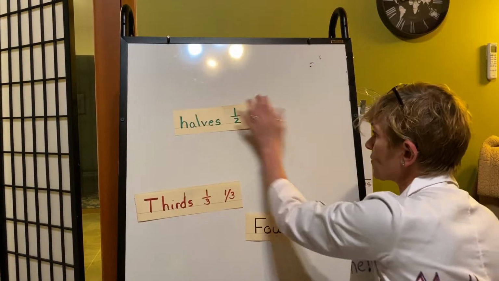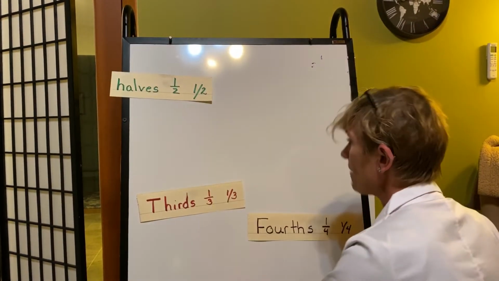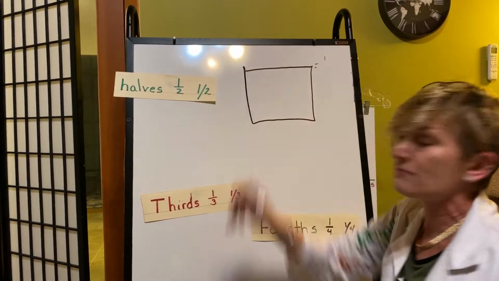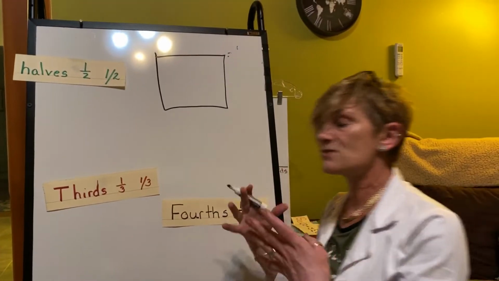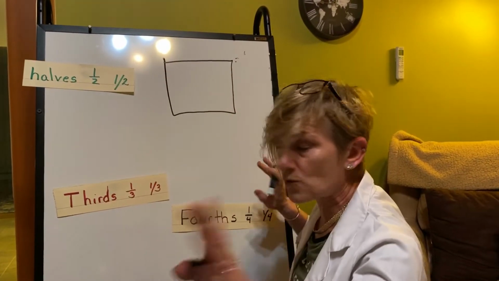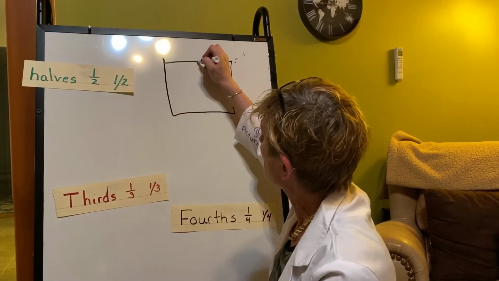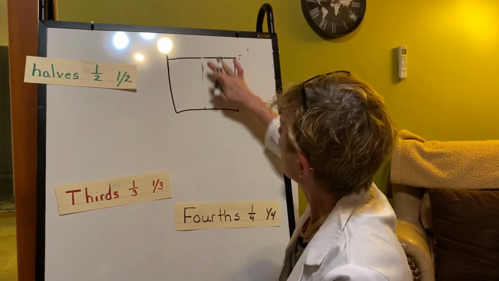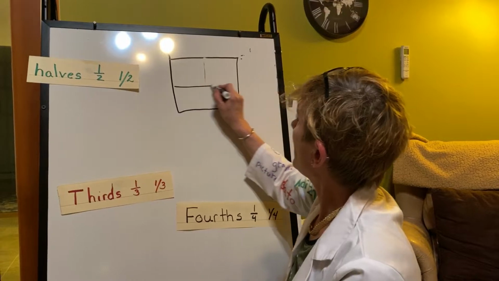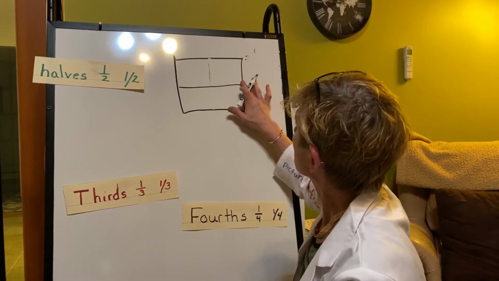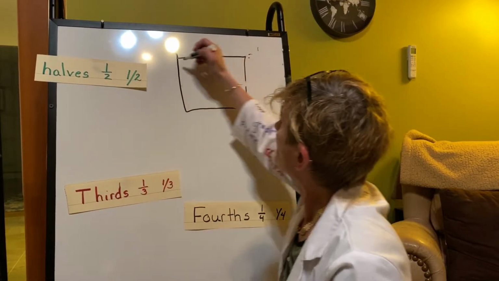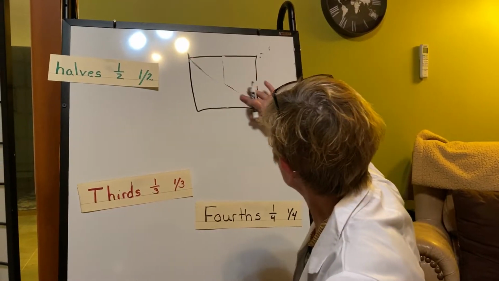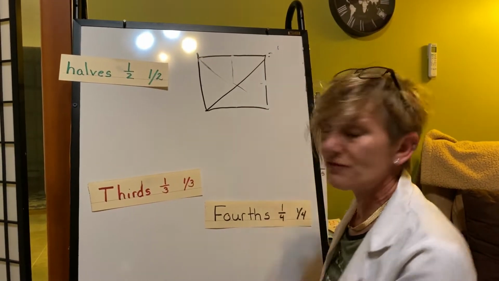So if Mrs. Seitz had a square and she had to break it up into 2 equal parts, here's my square, which is a very fancy name for a rectangle that has all equal sides. That's why it's called a square. If I had to break it up into halves, I could half it right there. Could I half it here? Absolutely. Could I half it here? Absolutely. And then I could do it the other way too as well. I could half it here. So friends, I just want you to think about that.